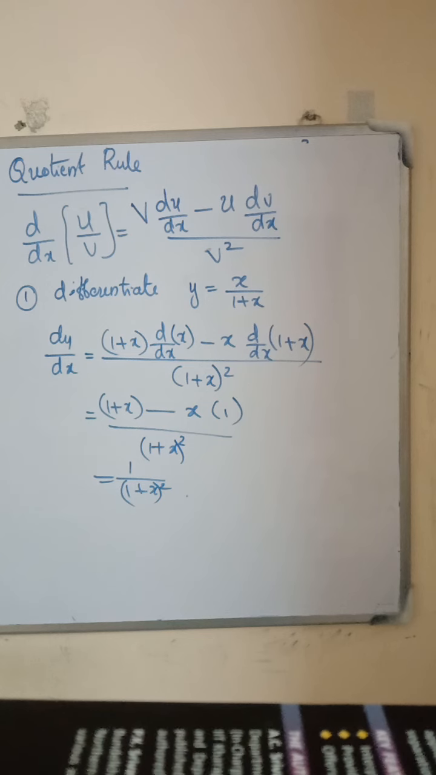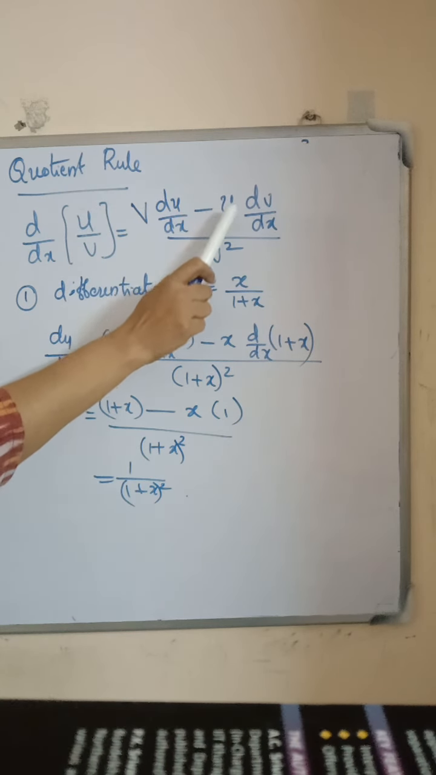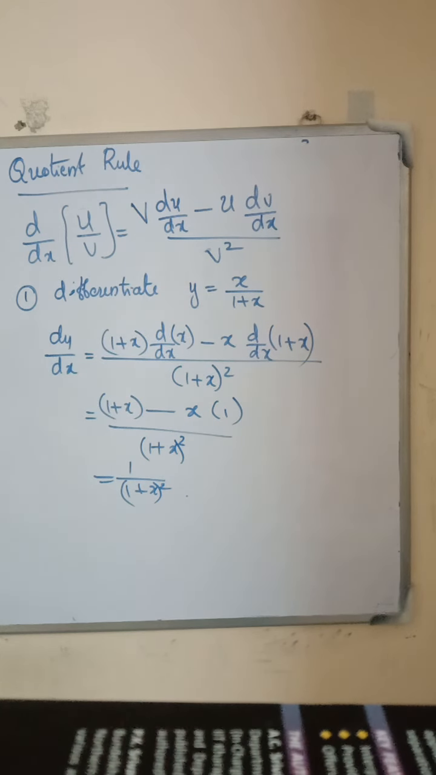Next, quotient rule. Quotient rule helps us to find the derivative of a function divided by another function. Here d by dx of u by v, where u and v are functions of x. Then by the equation, d by dx of u by v is equal to denominator into derivative of the numerator minus numerator into derivative of the denominator divided by denominator square.